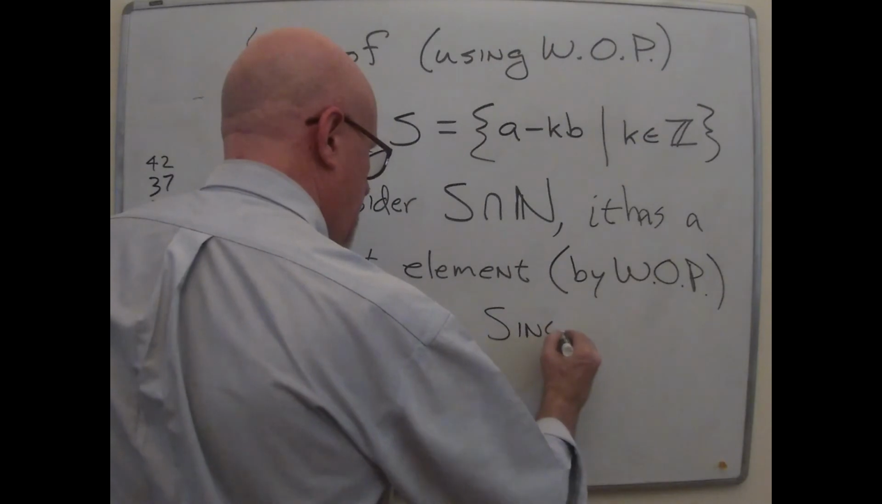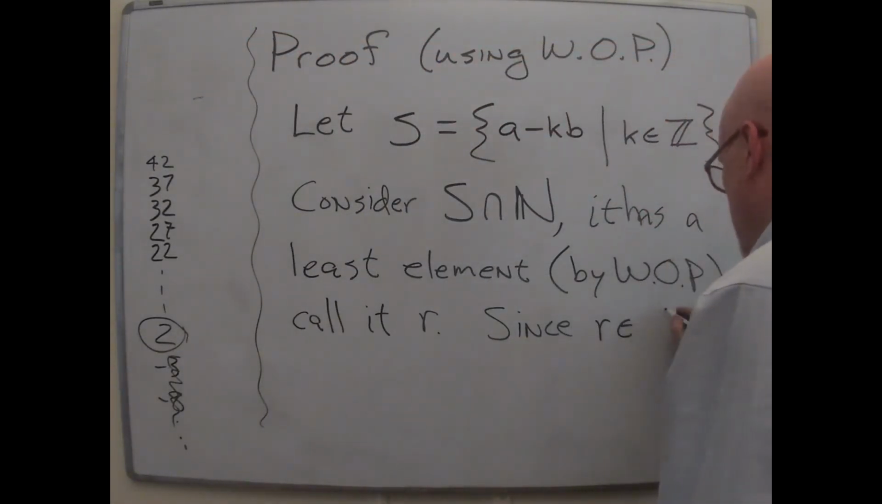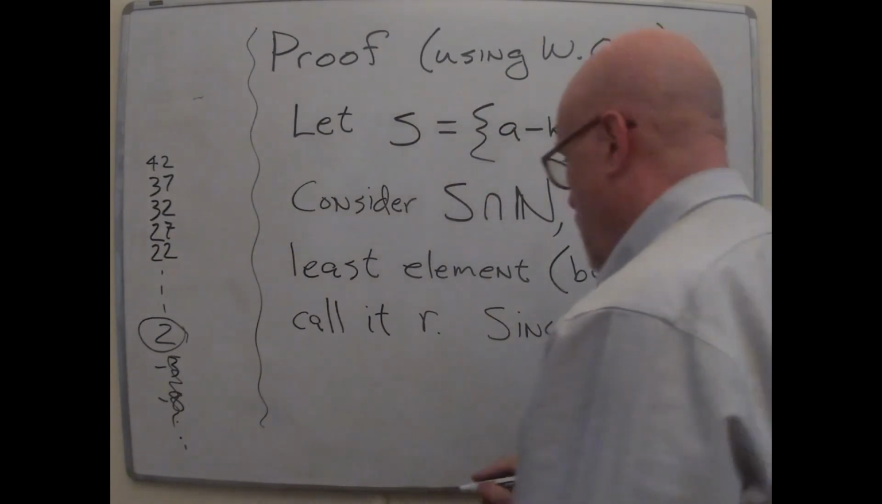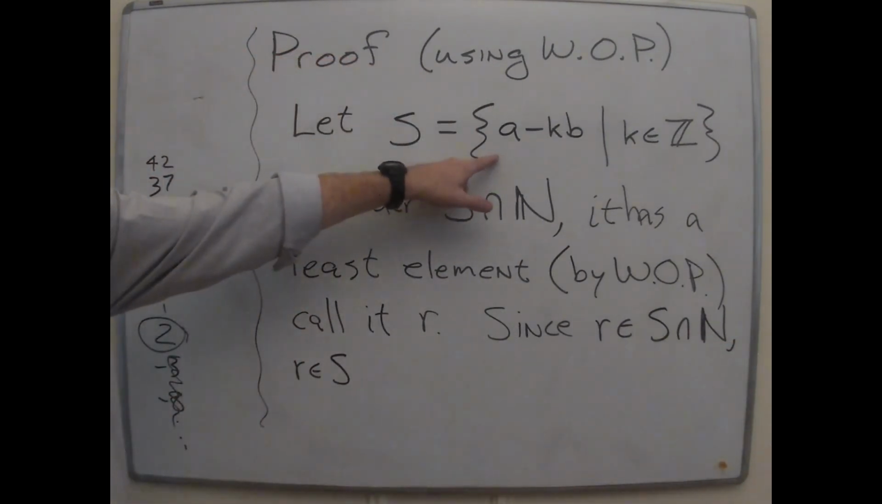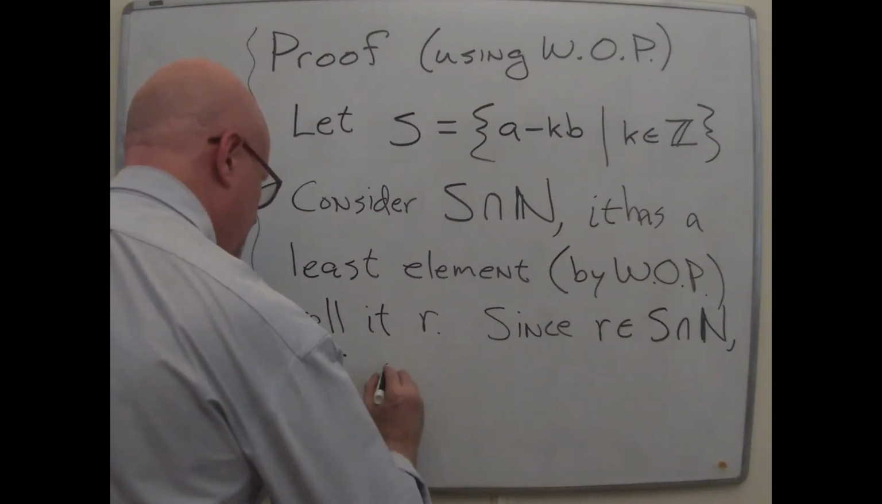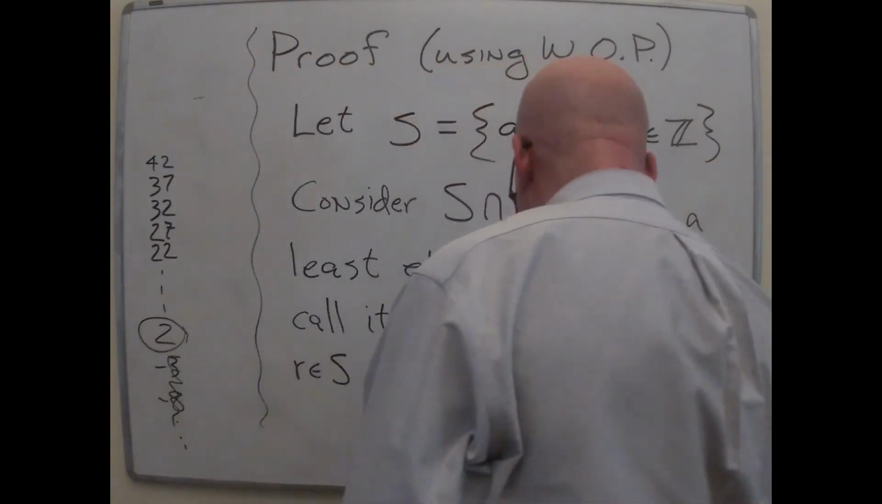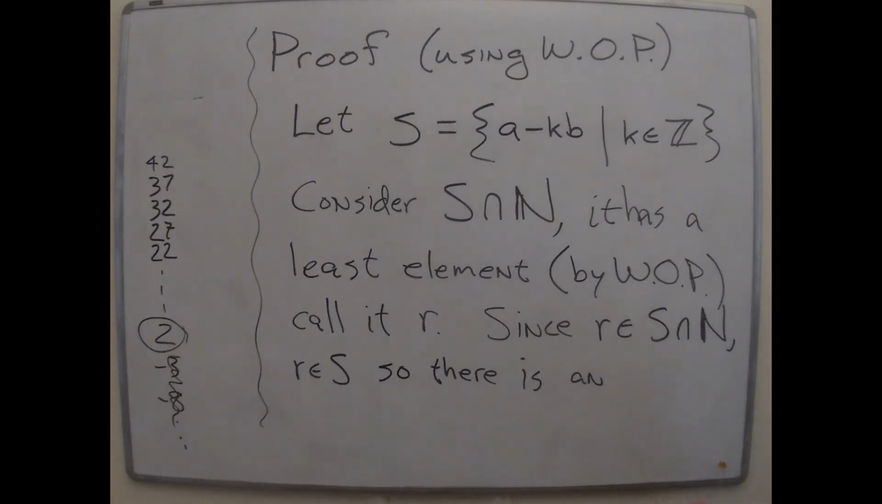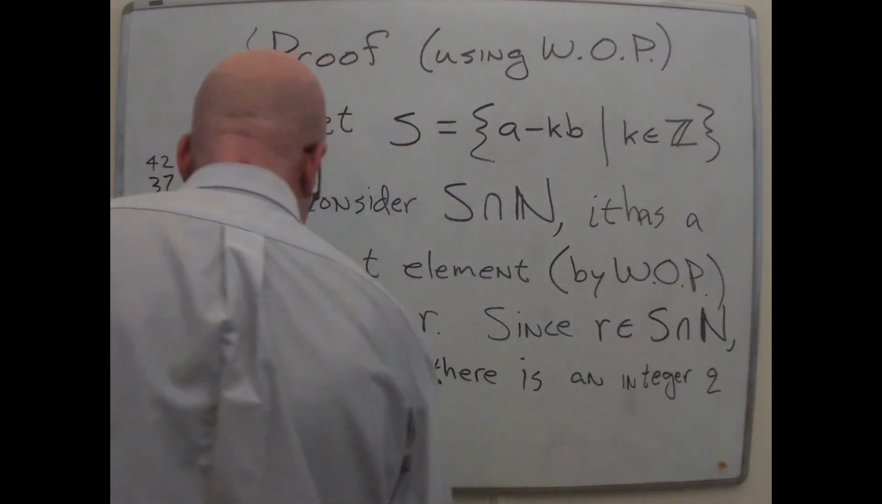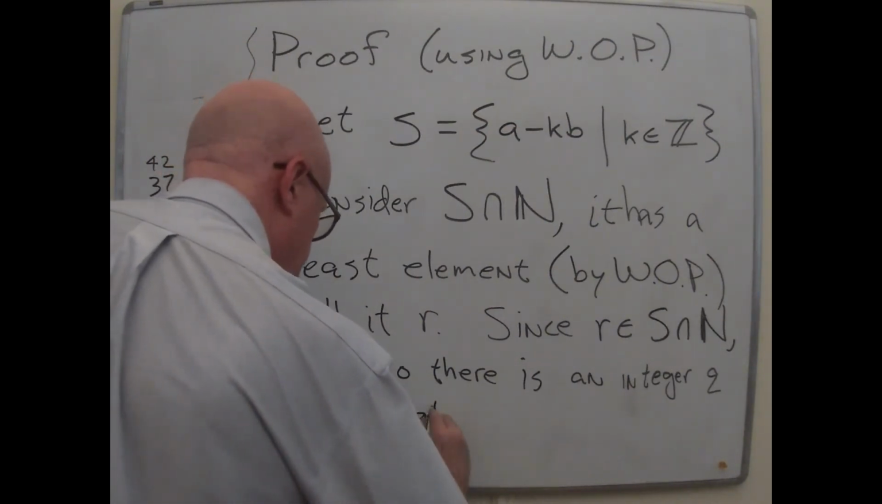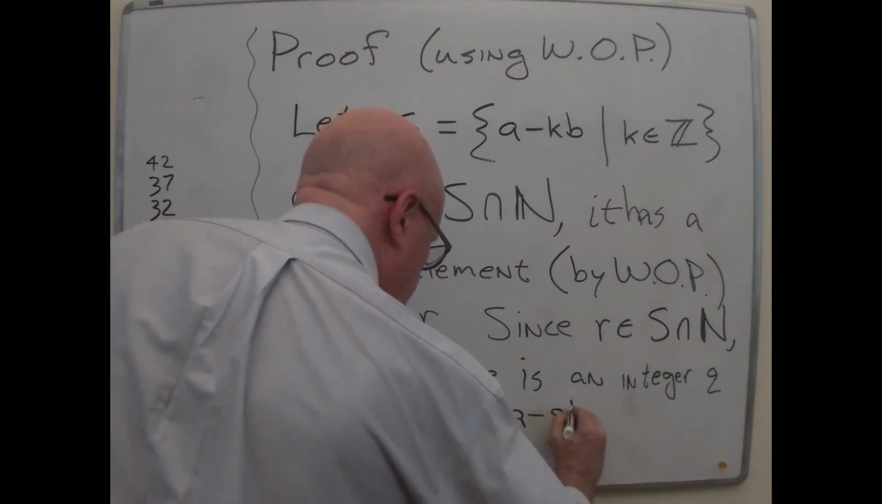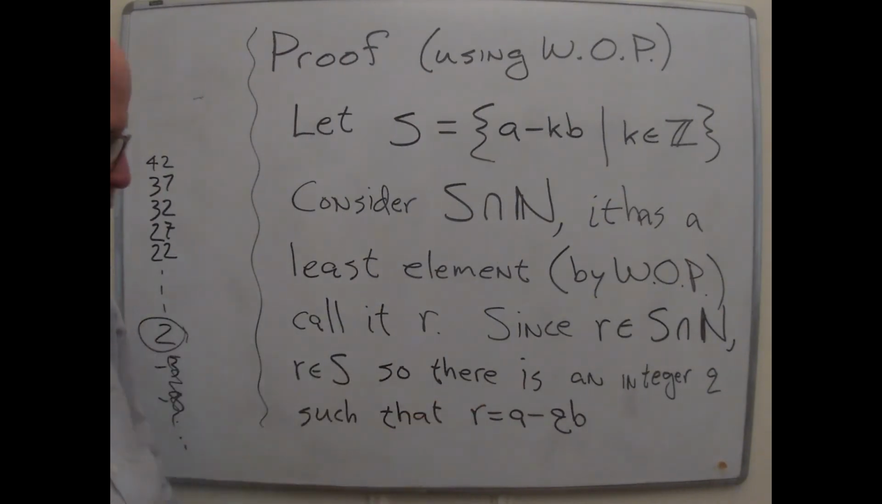That is, since R is an element of S intersect N, in particular it's in S. And the things that are in S look like that, right? So there is an integer. That was K up here, but I'm going to name it appropriately now. What do you think the name of that integer should be? Yeah, that'll be Q. Oh, I'm supposed to say the word integer before I wrote that. Such that R equals A minus QB. And you can just solve that for A and get the form we're after, A equals QB plus R.